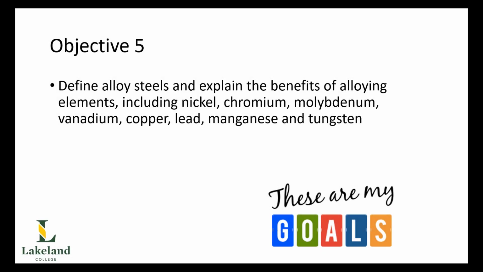Welcome back to Objective 5 of Chapter 13 in our 3A1 series. Another quick objective this one. In Objective 5 we'll define alloy steels and explain the benefits of alloying elements including nickel, chromium, molybdenum, vanadium, copper, lead, manganese as well as tungsten.